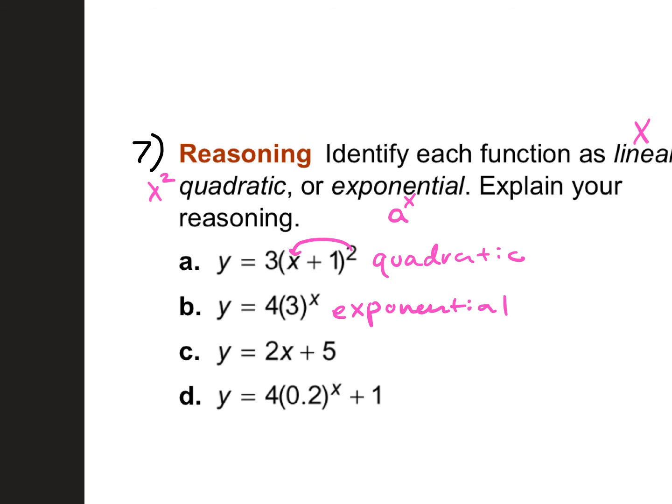What about c? Linear. And d? Exponential, because the x is in the exponent. So you just got to look and see what's happening to that x. That determines what type of equation you have.